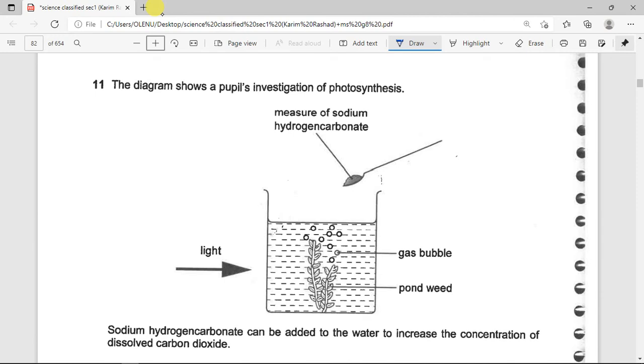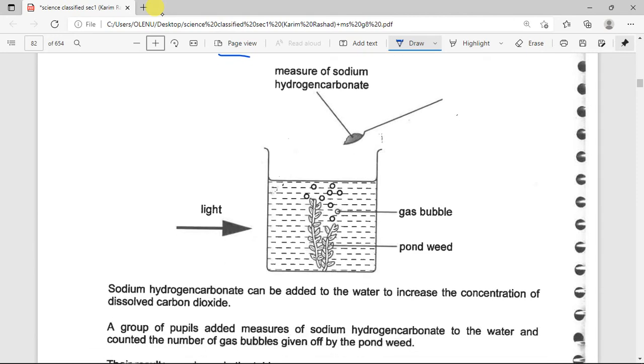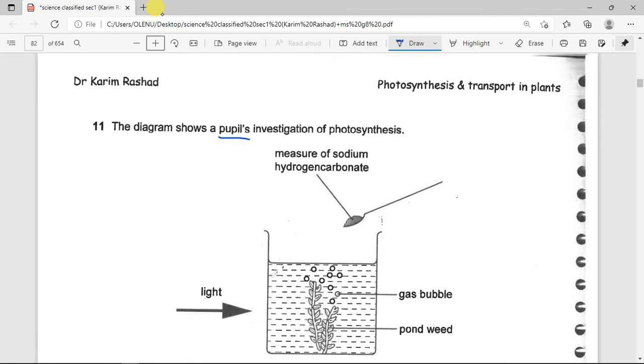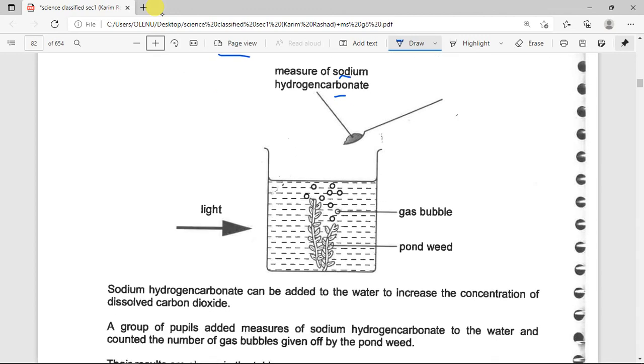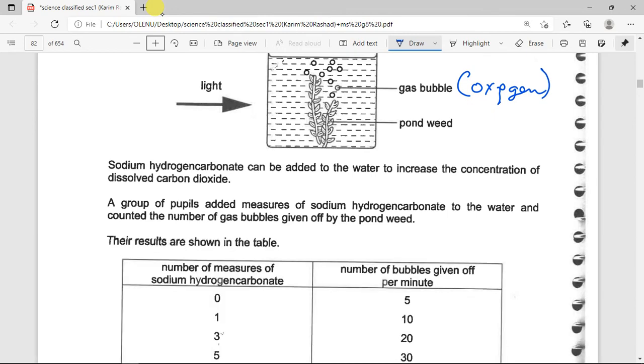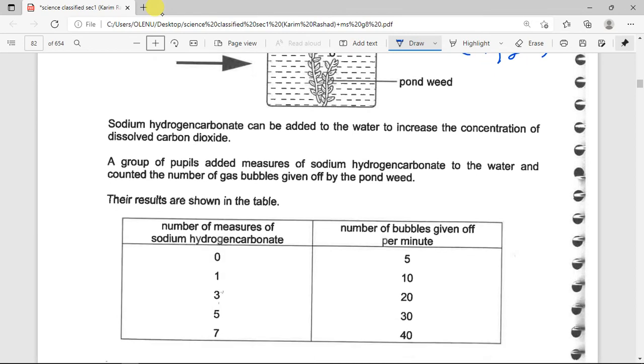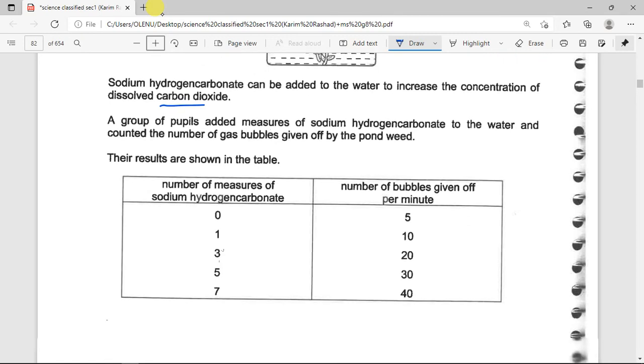Now the diagram shows a pupil investigating rate of photosynthesis. Now they add measures of sodium hydrogen carbonate, which will help to provide carbon dioxide, and you see gas bubbles. These gas bubbles produced during photosynthesis are oxygen, and you have a pondweed. Sodium hydrogen carbonate can be added to the water to increase the concentration of dissolved carbon dioxide. A group of people added measures of sodium hydrogen carbonate to the water and counted the number of gas bubbles given off by the pondweed. The result is shown below.